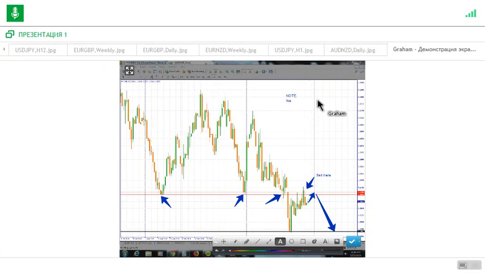So on the note here, we need to write that we're waiting for adjustment back to the zone 1.2706, 1.2693 to pick a sell order towards 1.2482. So this is the correct place to sell from.